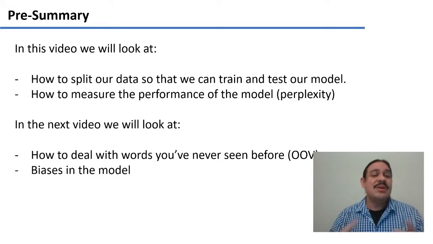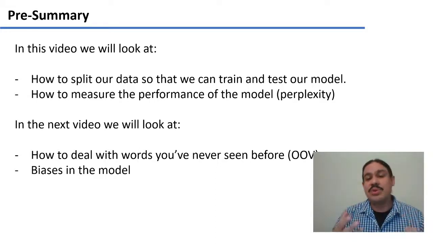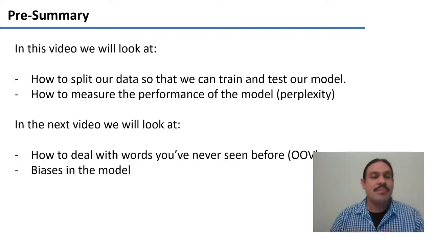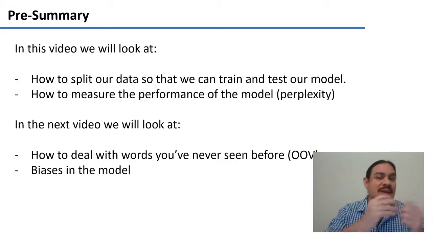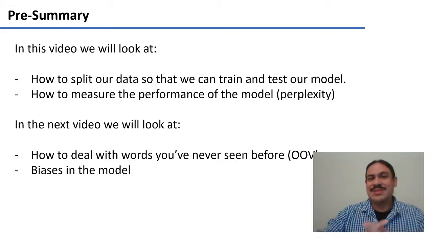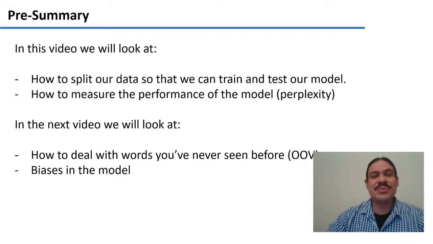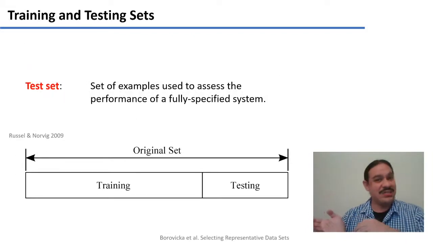In the next video, we're going to look at how we can deal with words we've never seen before. These are called out of vocabulary words. And we're going to look at how biases can creep into our model from the input that we use. So let's take this one step at a time. Let's start with training and testing.